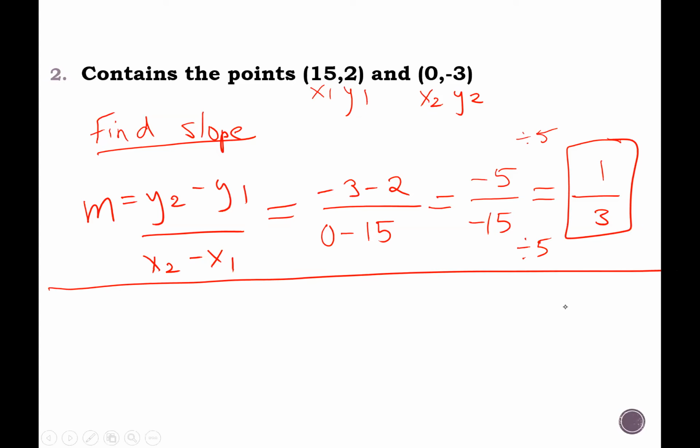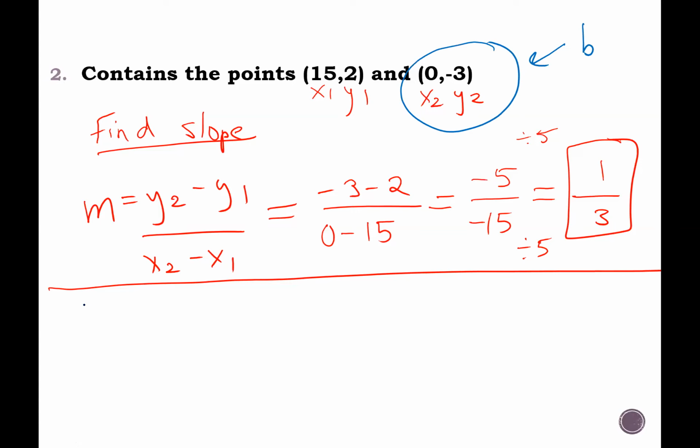Okay, now for this problem, notice that one of our points actually has 0 as an x coordinate. So we are actually given the y-intercept here. 0, negative 3 is the y-intercept. So we actually do have b. Now that will not always be the case. So I'm going to pretend I didn't know that.